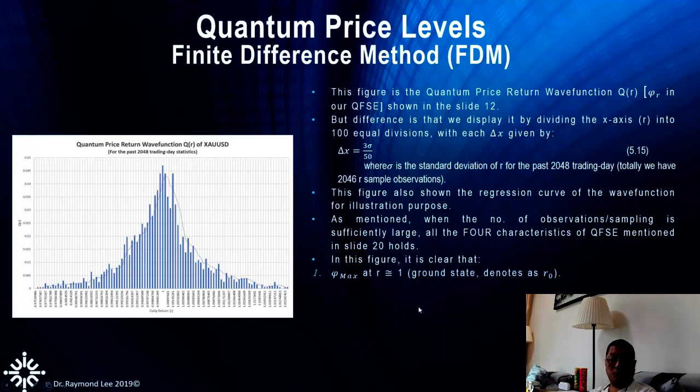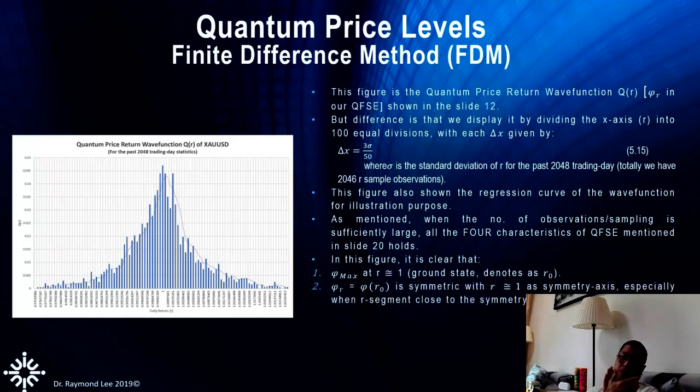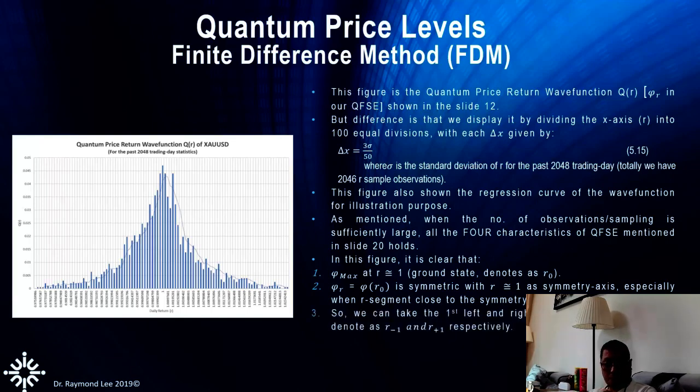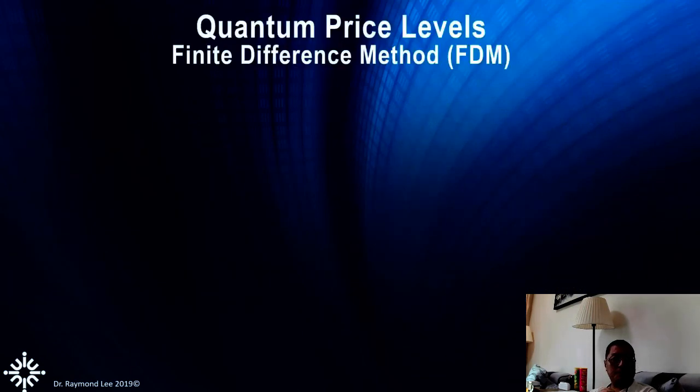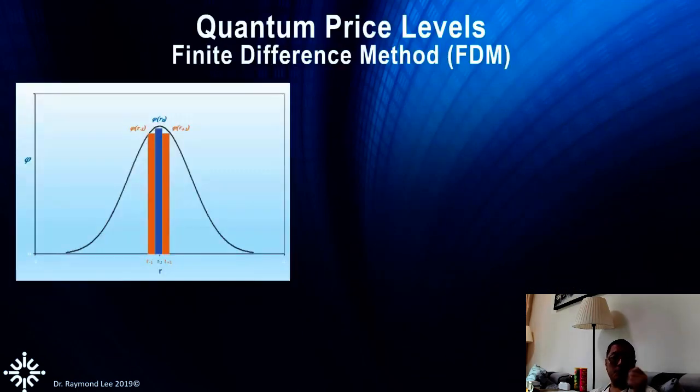Of course, for the phi maximum, it is close to 1, the ground state, what I call. The ground state has two parts, the positive part and the negative part, one on the right hand side, one on the left hand side. As I mentioned, they are symmetric in some sense. So they're symmetric, and based on the slope, you can calculate their first order and second order derivative. So the finite differences method, yeah, we're using this one.